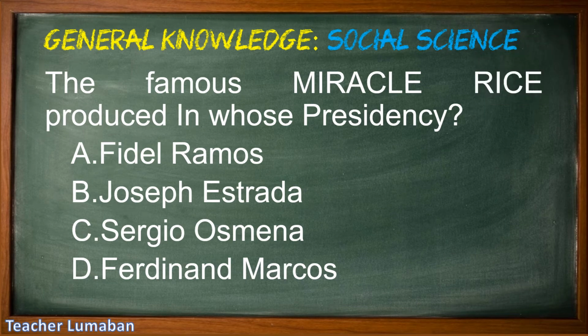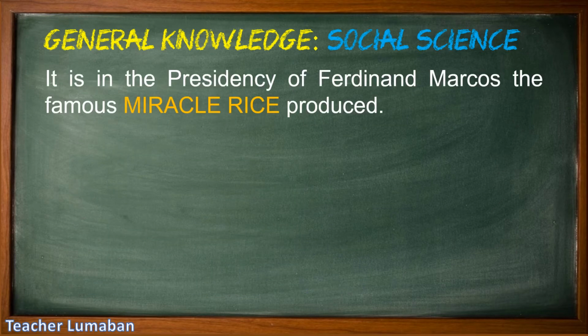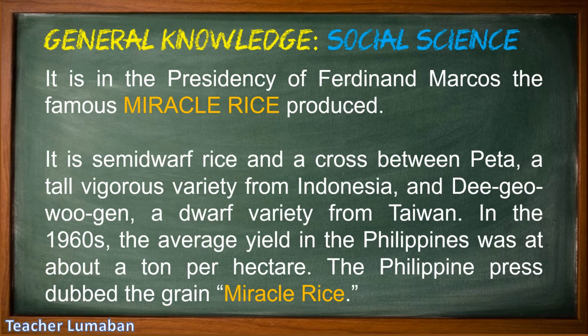The suitable answer is letter D, Ferdinand Marcos. It is in the presidency of Ferdinand Marcos that the famous miracle rice was produced. It is semi-dwarf rice and a cross between Peta, a tall vigorous variety from Indonesia, and Dee-geo-woo-gen, a dwarf variety from Taiwan. In the 1960s, the average yield in the Philippines was about a ton per hectare. The Philippine press dubbed the grain miracle rice.